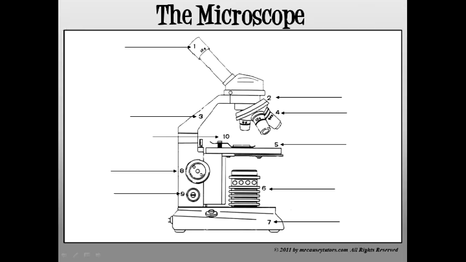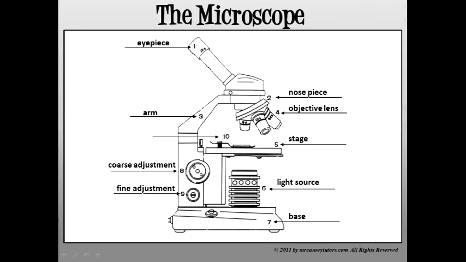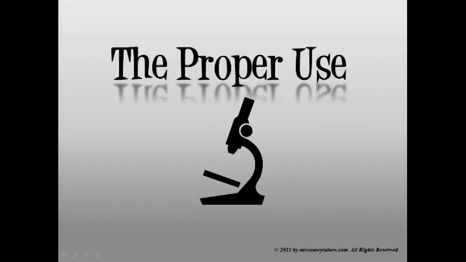All right, the parts of the microscope. First of all, number one is the eyepiece. Number two is the nose piece, and this revolves and has the objectives on it. Arm, we always carry it by the arm and under the base. The objective lens, the stage, the light source, the base, the coarse adjustment, the fine adjustment, and the stage clips. All right, make sure you know all those parts.